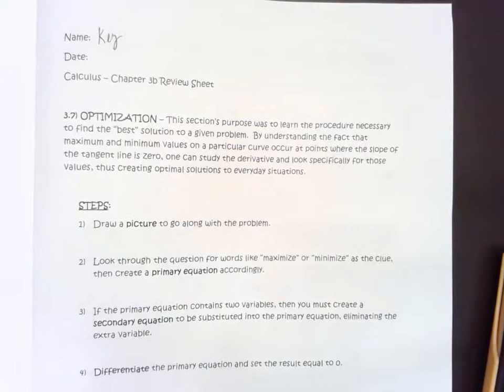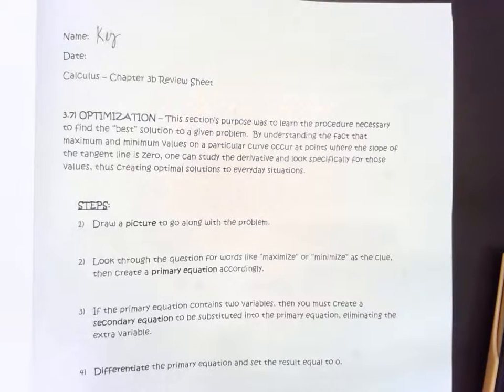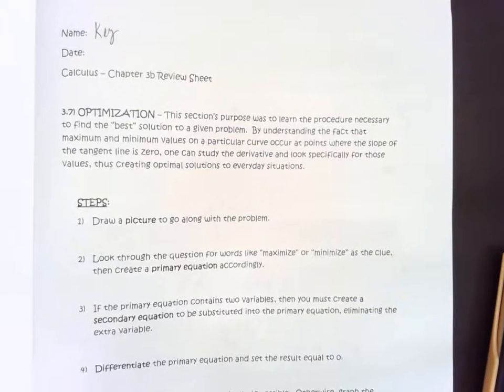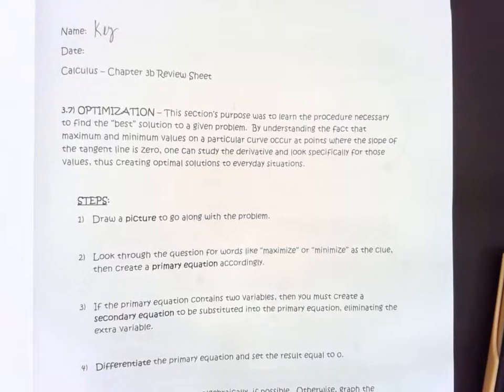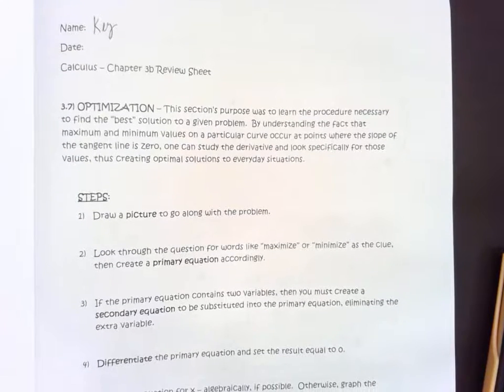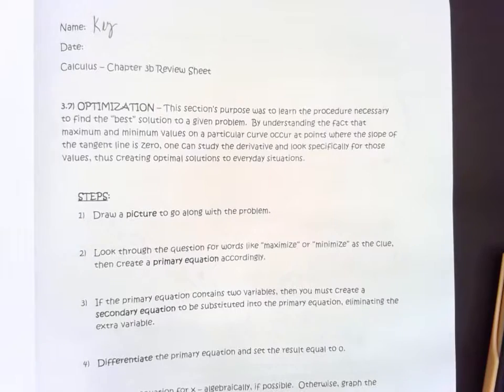Optimization is the first topic that you would be talking about from the second half of chapter 3. Optimization is just finding the best or the most or the maximum or the minimum, or whatever number of words you want to use, to optimize or find the optimal solution to an everyday situation.